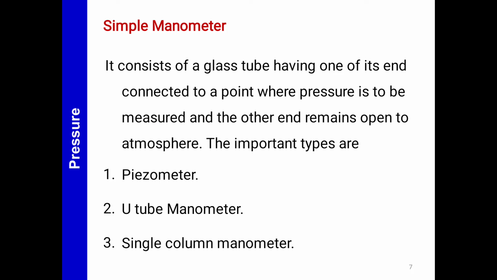Let's see about simple manometers. A simple manometer consists of a glass tube having one of its ends connected to a point where the pressure is to be measured and the other end remains open to the atmosphere. Common types of simple manometers are piezometer, U-tube manometers, and single column manometers.